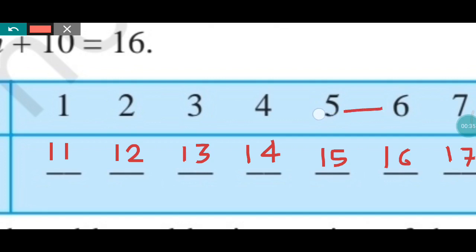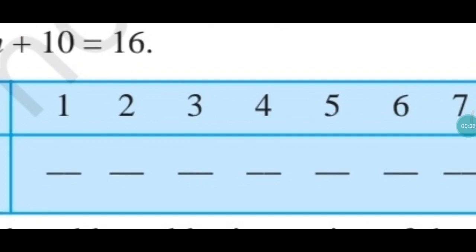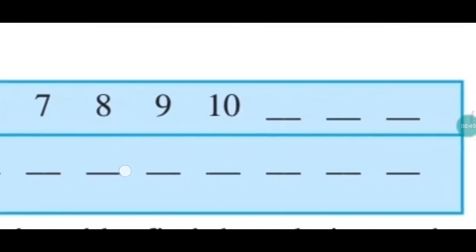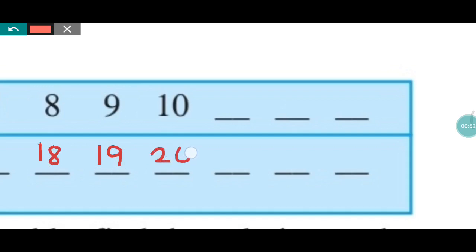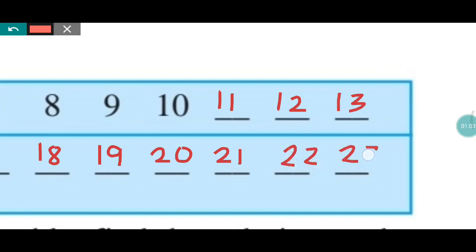Now we will fill more. For the value 8 we got 18. For the value 9 we got 19. For the value 10 we got 20. Then we put the values 11, 12 and 13, and we got 21, 22 and 23. In this way we will fill this table.